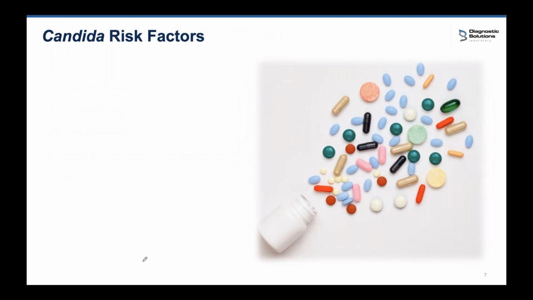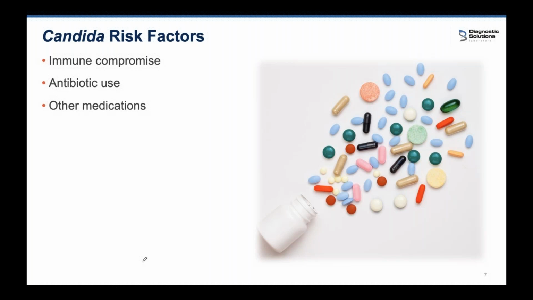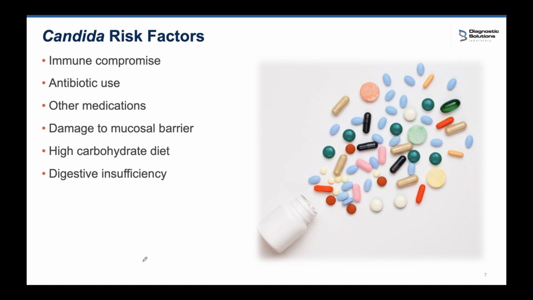So risk factors in your patients that may lead to Candida overgrowth: immune compromise, the use of antibiotics, or really any change to the normal flora in your gut or your microbiome. Other medications besides antibiotics, so oral contraceptives, your proton pump inhibitors, even your NSAIDs are going to affect Candida levels. Damage to the mucosal barrier can cause Candida to overgrow. High carb diet, you've got your digestive insufficiency, so leaving nutrients on the table that you're not digesting yourself and absorbing yourself will lead to overgrowth of many things, including Candida.